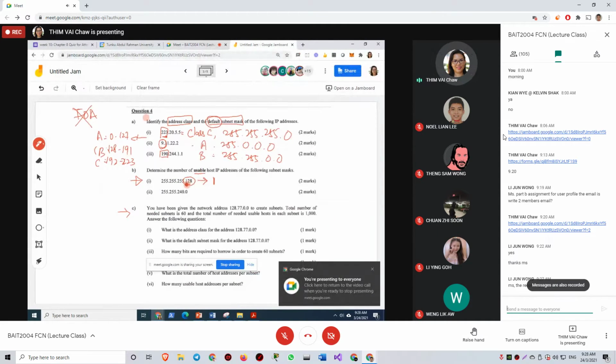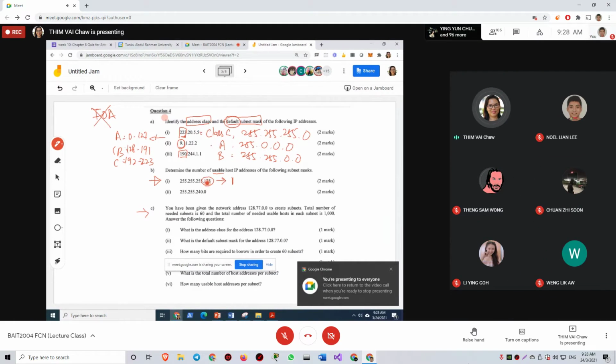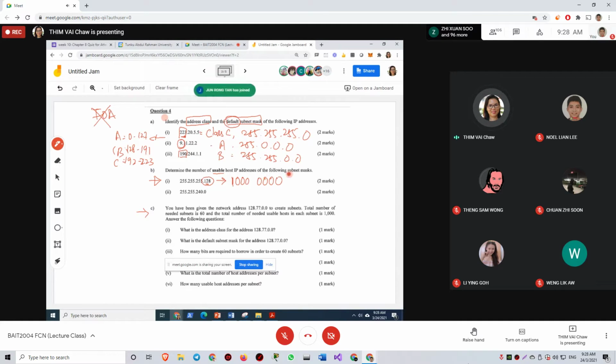So when we look at this particular bit pattern here, the decimal value gives you 128. In the bit pattern, it will be 1, 0, 0, 0, 0, 0, 0, 0. Because this is a subnet mask, the 1 refers to the network portion. So behind it, in total you have 7 bits. These are the 7 bits belonging to the host portion.